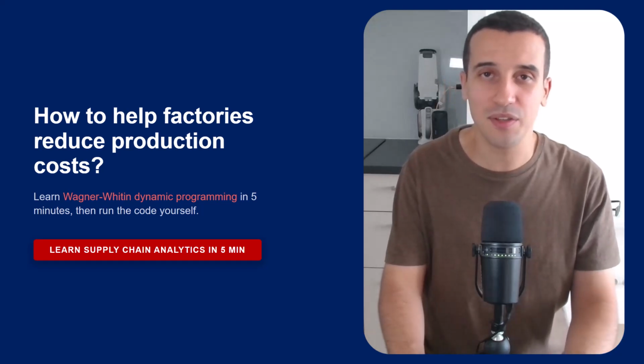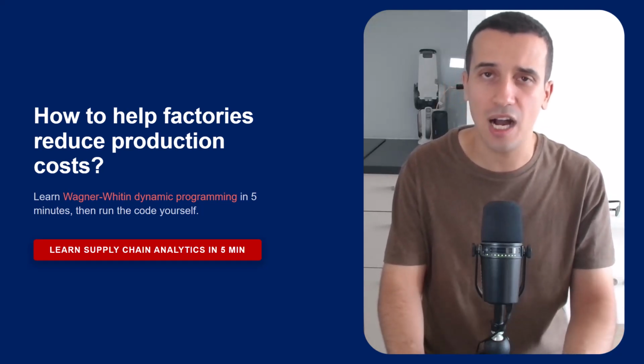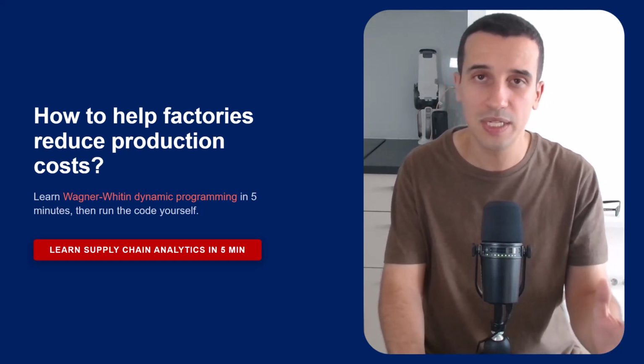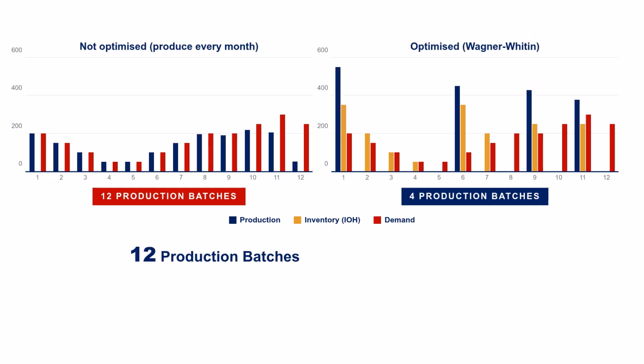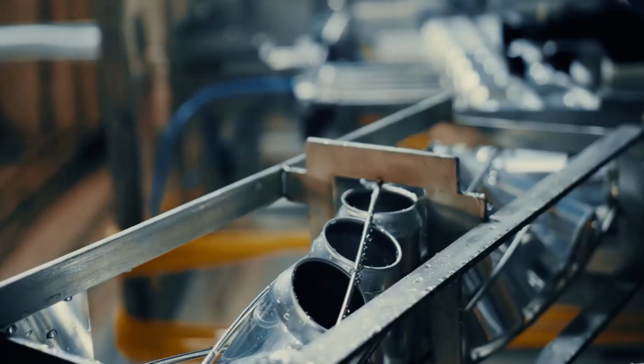In this first episode of Learn Supply Chain Analytics in 5 minutes, we are going to study how to help companies minimize their production cost. For that, we will study the Wagner-Whitin algorithm that will help you to find the optimal production schedule to find a balance between inventory and production setups.